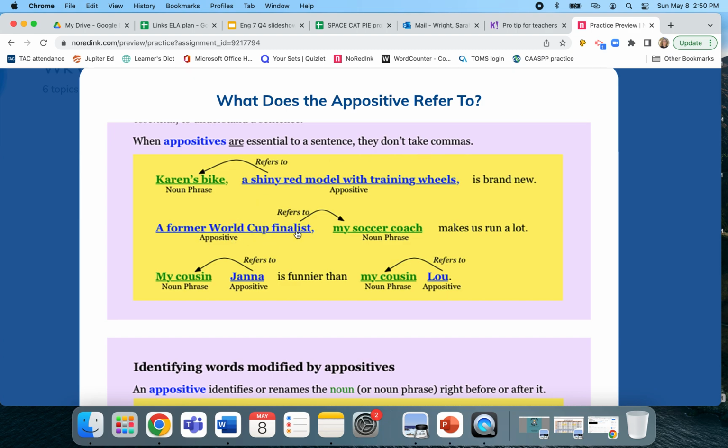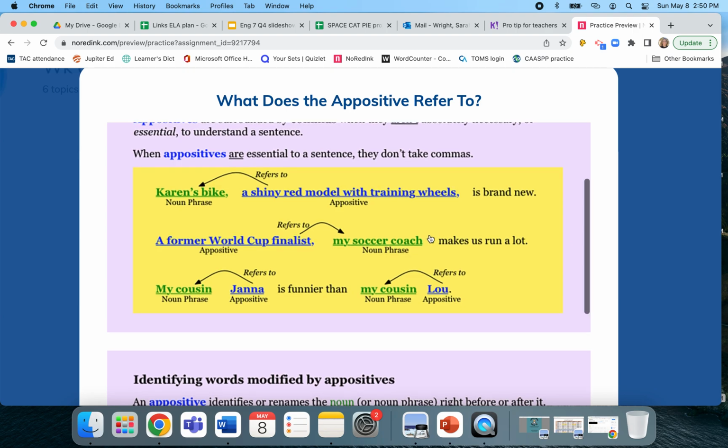A former World Cup finalist, my soccer coach makes us run a lot. My cousin Jana is funnier than my cousin Lou. All right, so in this case, you didn't need to use commas because it's short and it's because of the parallel construction. Like my cousin this, my cousin that.